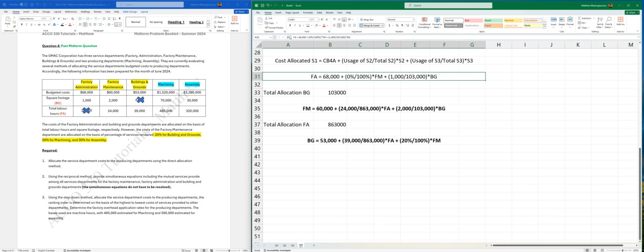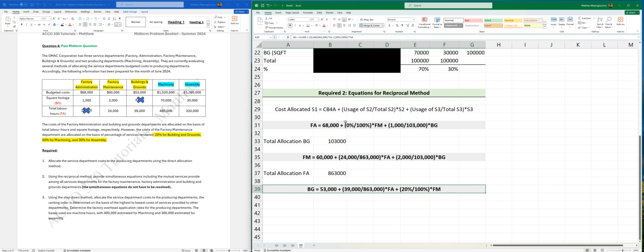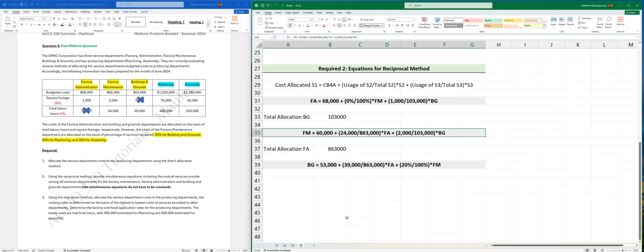But here, guys, are your three simultaneous equations. And this is why I like doing this question, because it really forces you to understand how each equation is built. If you guys have any questions, don't be shy to let me know. It's always cost before allocation plus the use of the next support department times the support department, then the amount of use of the next support department after that times the support department after that. And you just keep repeating. So that's required 2, now required 3.